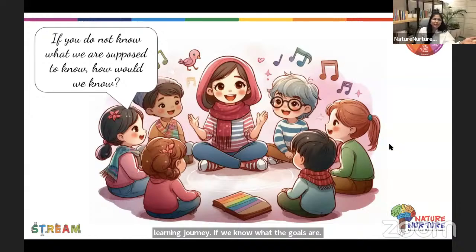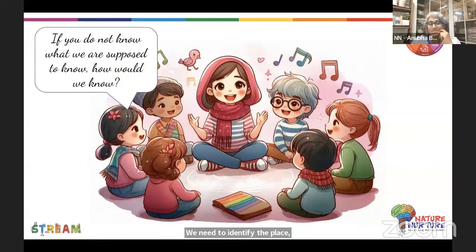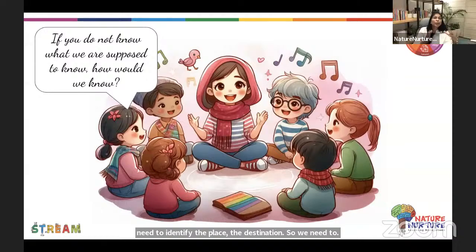Does it solve any purpose? We need to identify the place, the destination. So we need to be very specific about our learning goals, and specifically our classroom learning goals, for that particular week, right? So that is very important. Unless and until you are aware and completely in control of your classroom goals, assessments can never be authentic. The teaching-learning process can never be genuine, right?